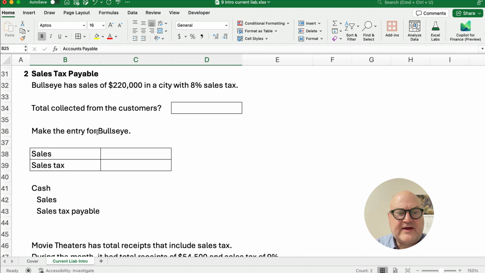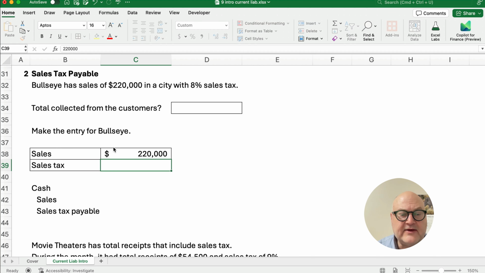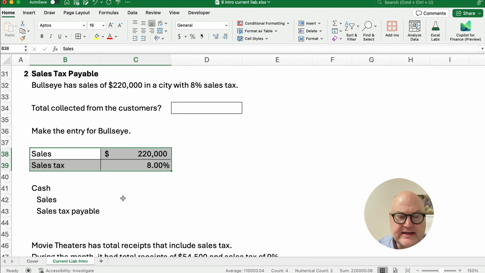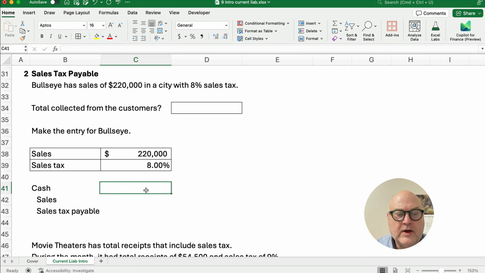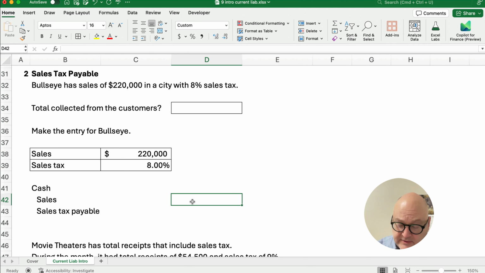Let's say Bullseye has sales of $220,000 in a city with an 8% sales tax. Now you know how this works, so let's plug in and figure out how much is the total collected. And so if our sales, in this case our sales are $220,000 and our sales tax is 8%, I'm trying to set up a little input so I can easily change numbers and things like that. So how much is our sales? Well, our sales are going to be $220,000.